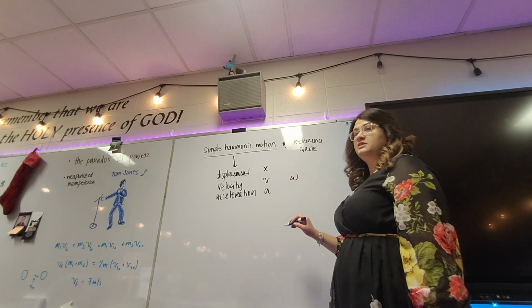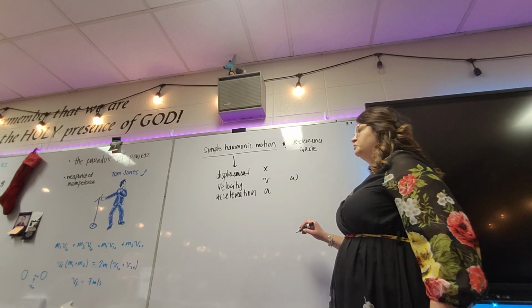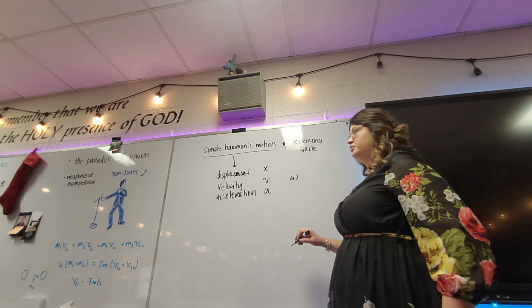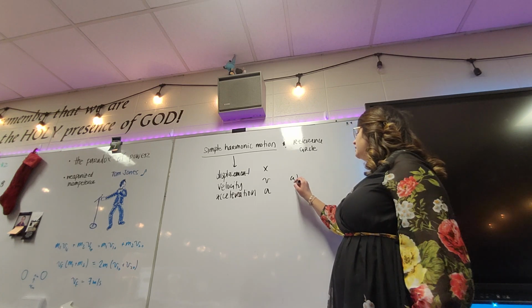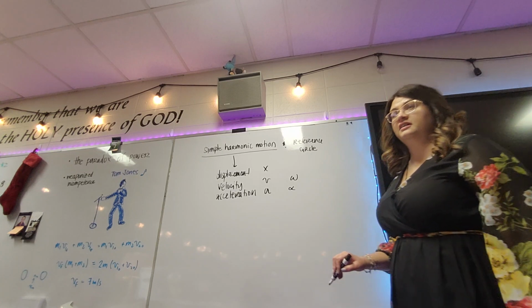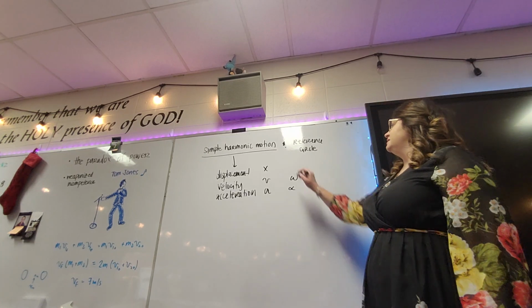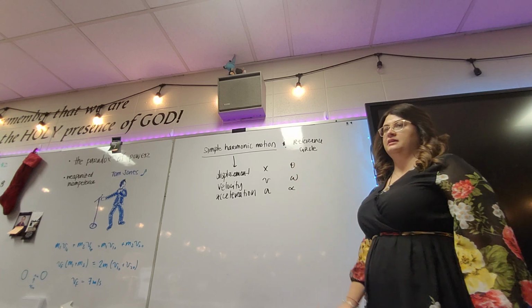Velocity is lowercase Greek omega, which the boys last year in AP Physics called booty cheeks. It does kind of look like that. Lowercase Greek alpha is like the Jesus fish. That's acceleration. Displacement now becomes theta.